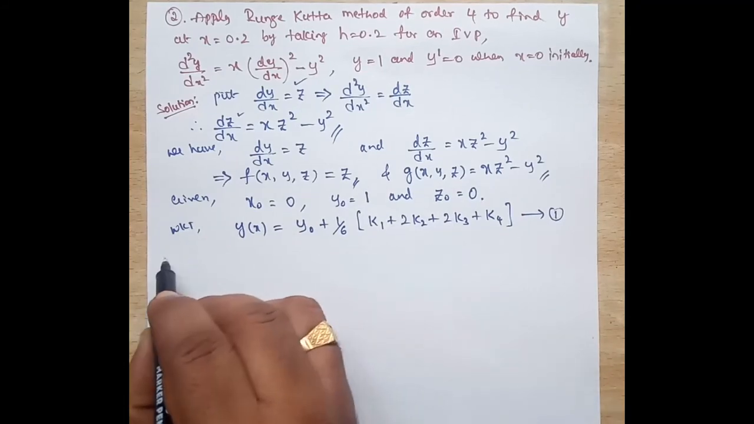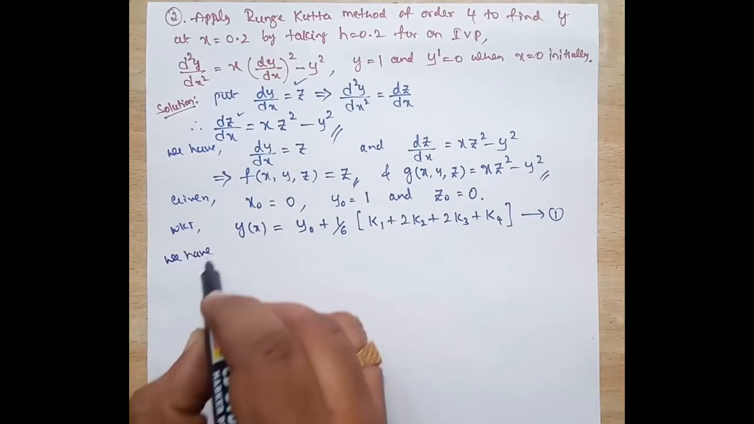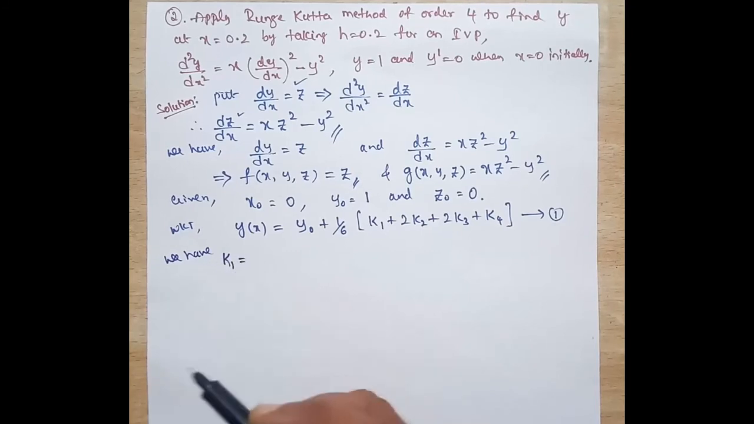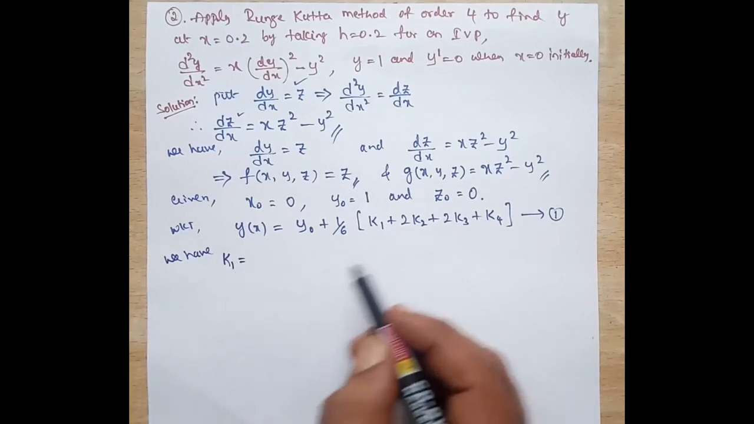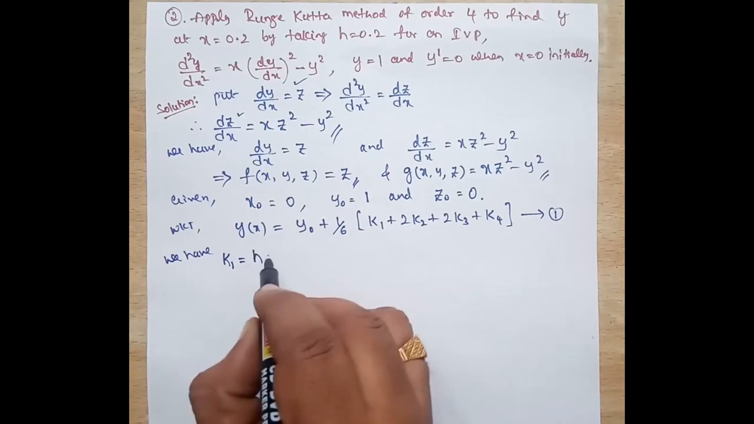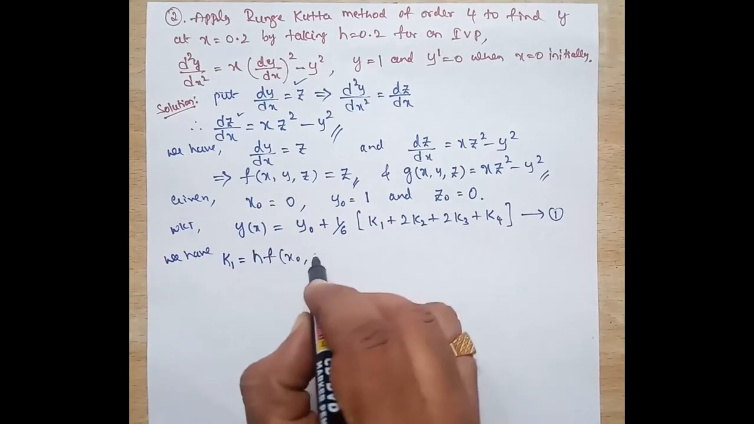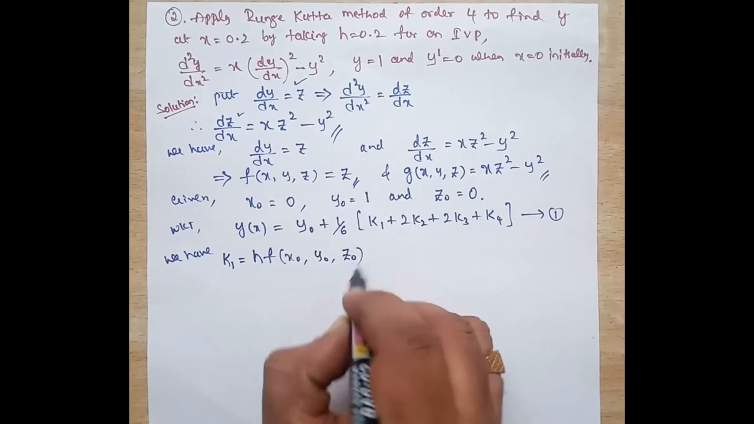First, k1. We have k1 equals. What is the formula of k1? h into f of x naught, comma y naught, comma z naught.